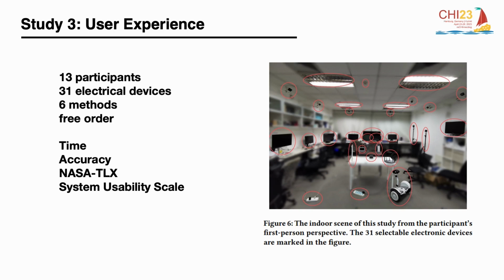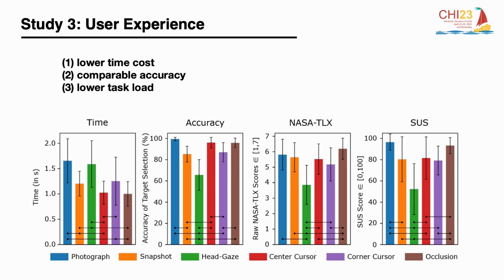We asked them to fill out the NASA TLX questionnaire and the System Usability Scale as metrics to evaluate user experience. The results showed that our method is comparable in accuracy to photographs and faster than existing baseline methods. Users consider it convenient and efficient. From users' feedback, we found 2 key points.